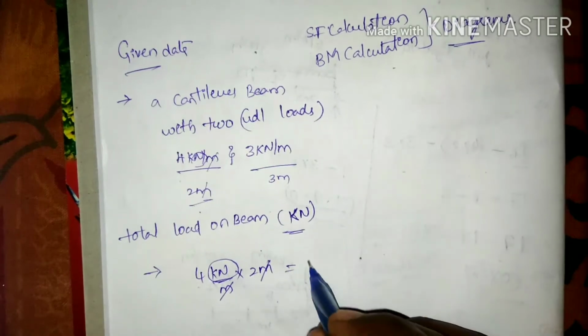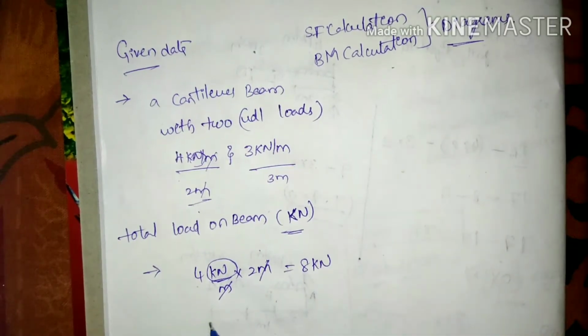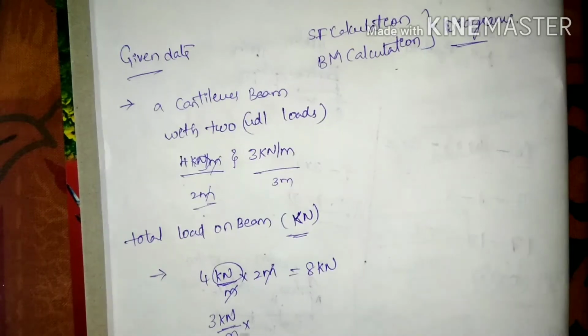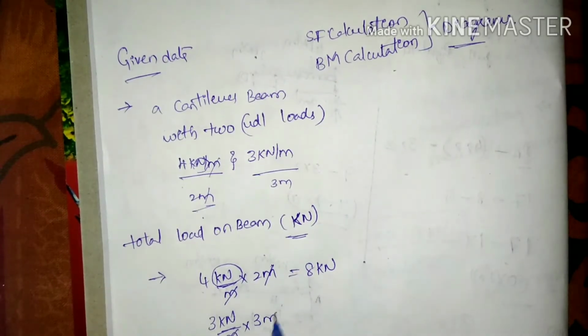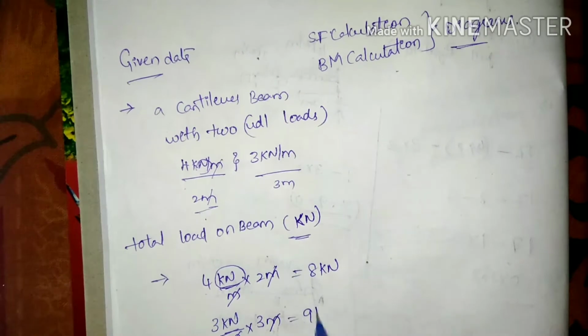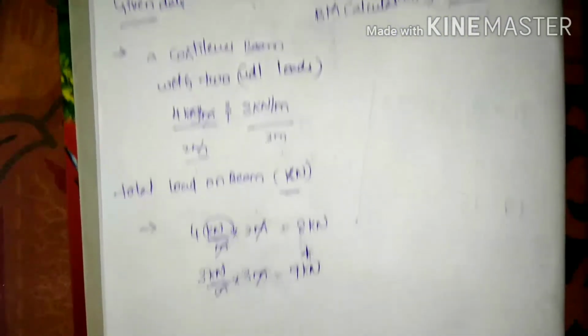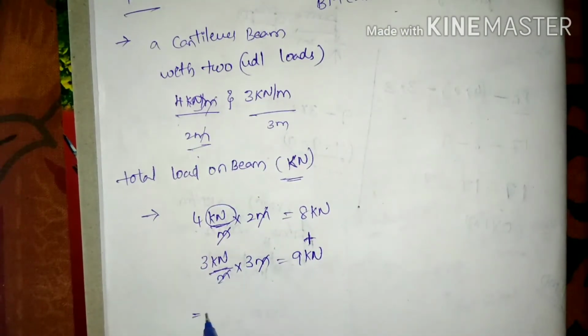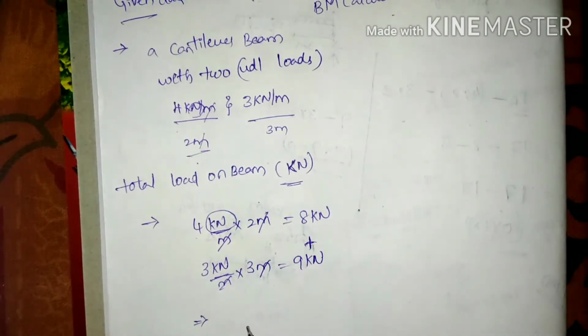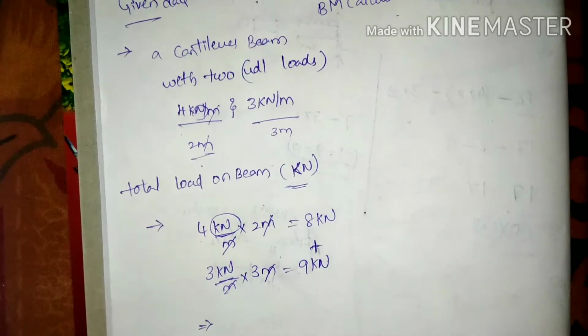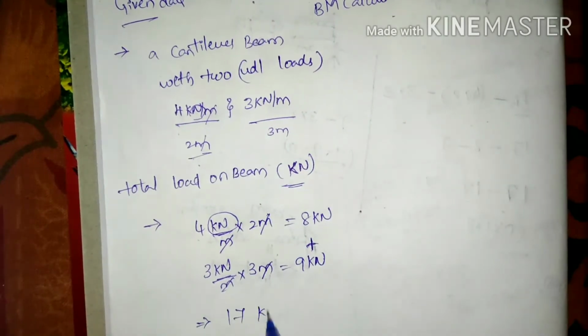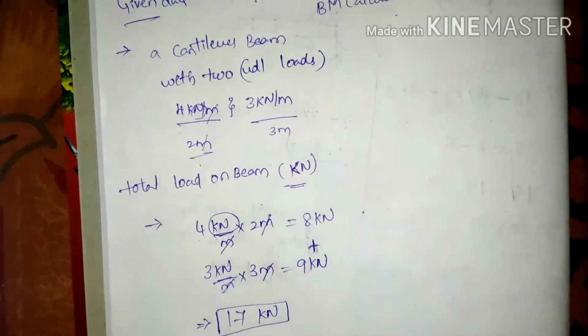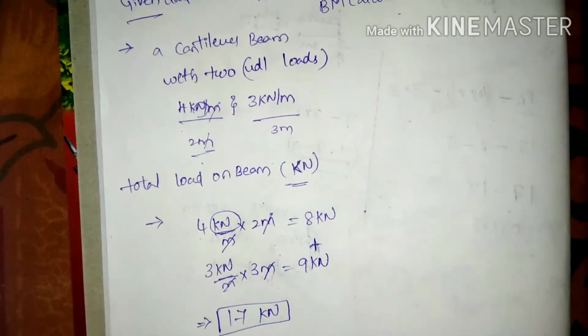That is equal to 8 kilonewton, and the other load is 3 kilonewton per meter with a span of 3 meters. The meter cancels, giving 9 kilonewton. The addition of both UDLs, or both loads on the beam, is our total load on beam, that is 17 kilonewton. The total load on beam is equal to 17 kilonewton.